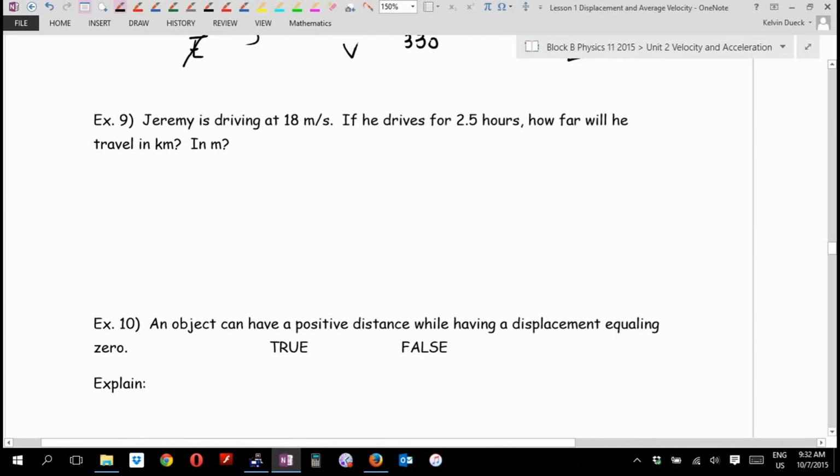Jeremy is driving at 18 meters per second. If he drives for 2.5 hours, how far will he travel in kilometers and in meters? What's this question asking me to find? Yay, I wrote something down. I feel better.